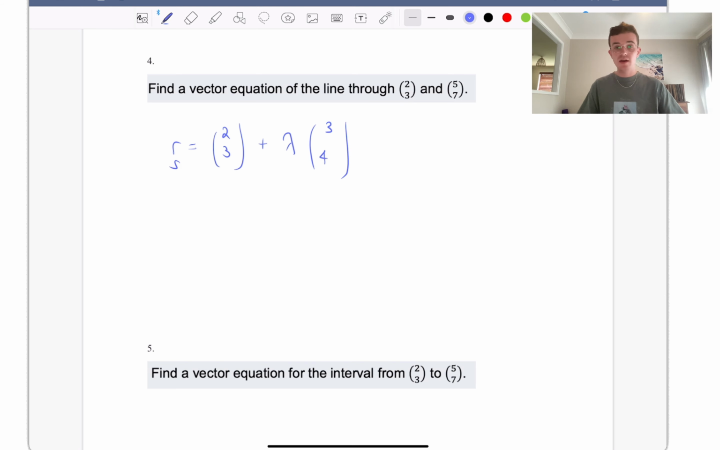Actually, no, I reckon there are multiple correct answers to this question, because if you made this (6, 8), it's still a vector that goes through that line. So I would say there's multiple correct answers, but just do the easiest one there.